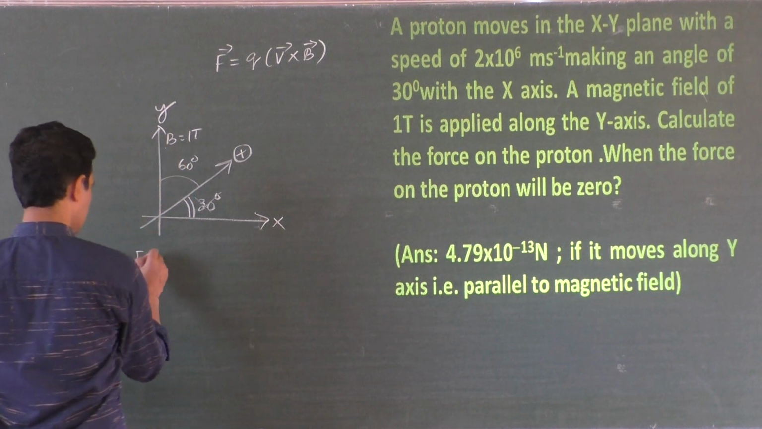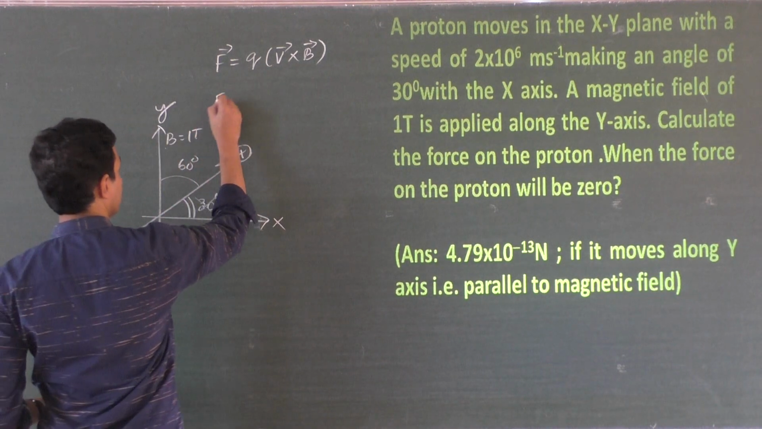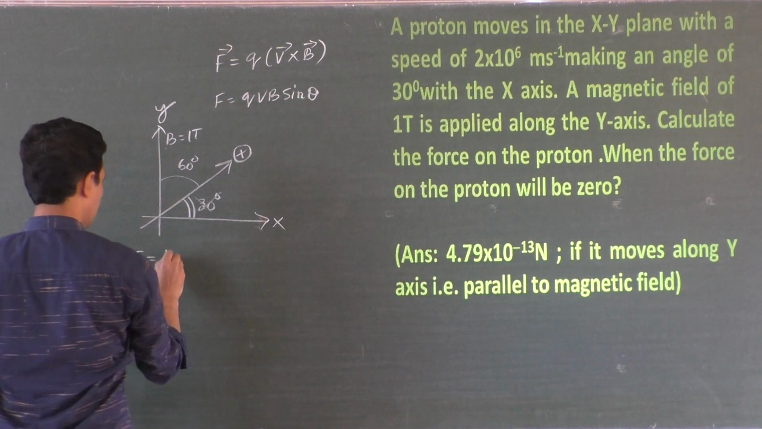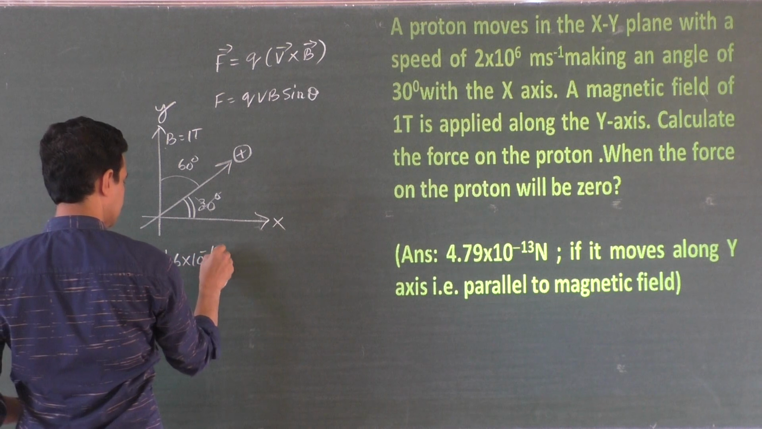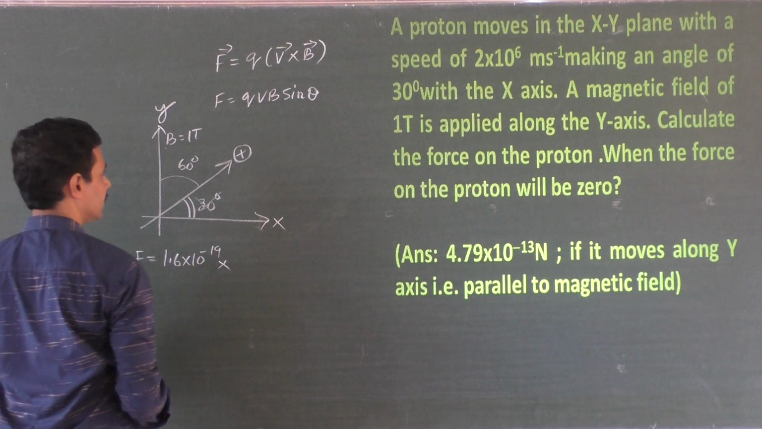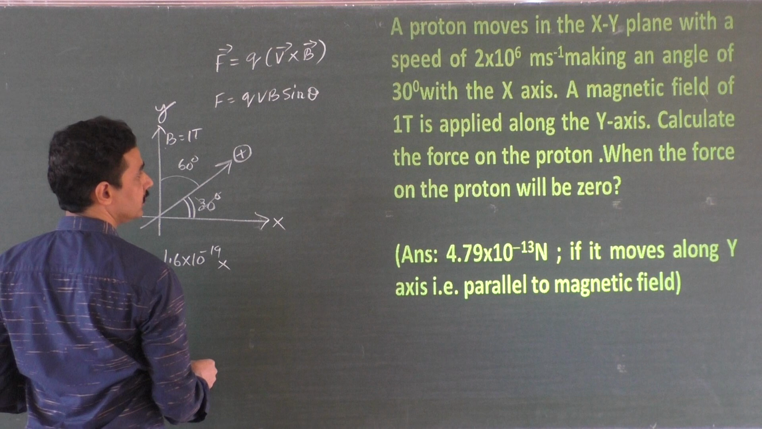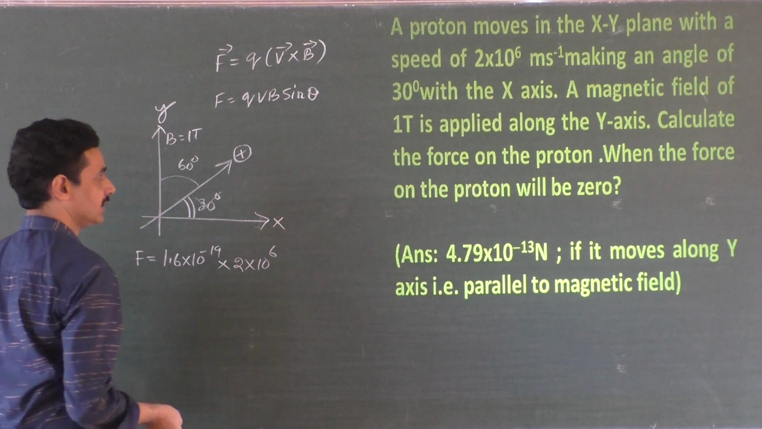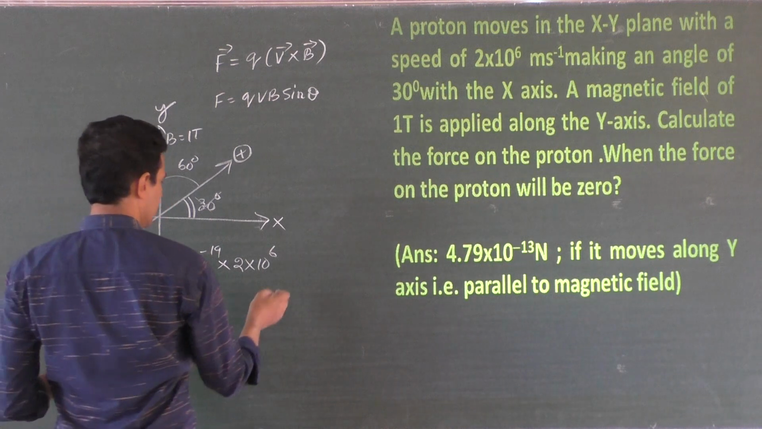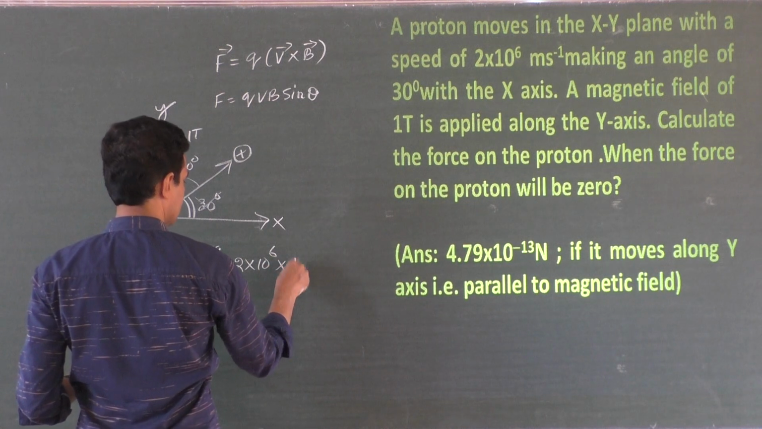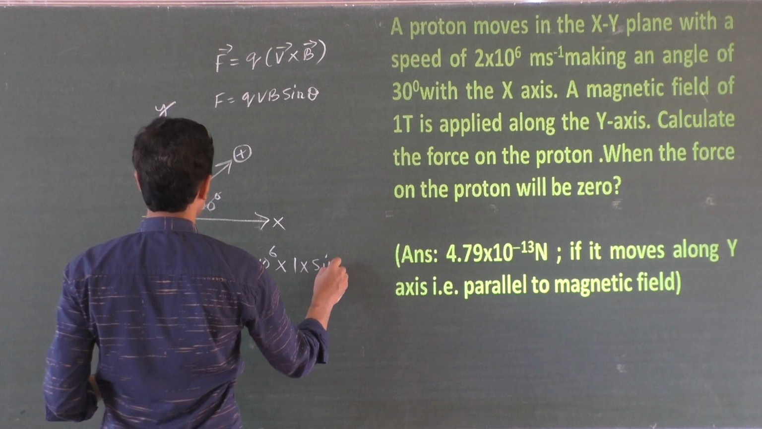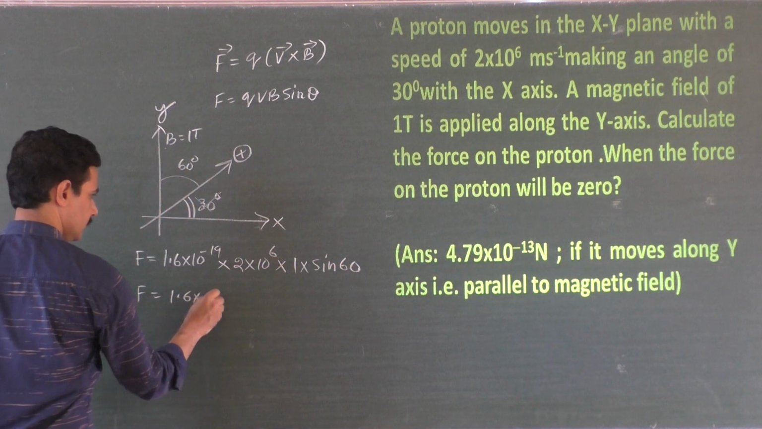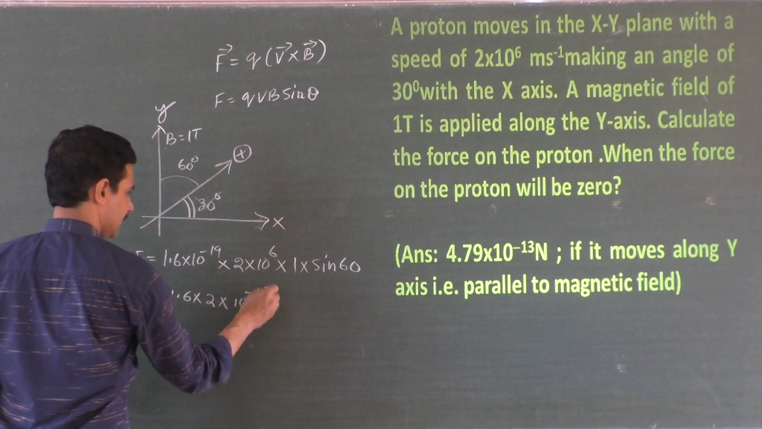Force F is equal to Q into V cross B. F is equal to QVB sin theta. Q is 1.6 into 10 to the power minus 19. Charge of electron and proton are the same in magnitude. Speed is 2 into 10 to the power 6. This is okay. A proton can achieve this, not like the speed of light. QVB, B is 1 Tesla, sin 60. F is equal to 1.6 into 10 to the power minus 13, right?